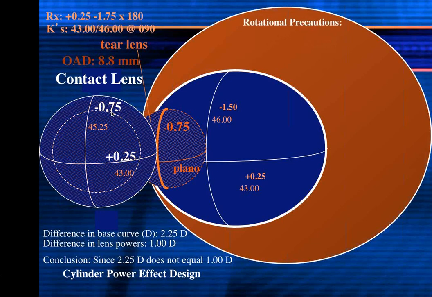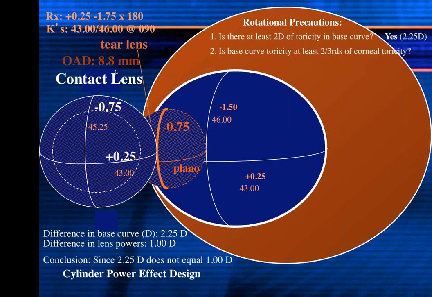And really what that means is basically they're going to have to correct for the residual. So if that lens rotates on the eye, that residual astigmatic correction will rotate with it, and that can result in blur. Is that a problem? Well, is there at least 2 diopters of toricity in the base curve? Yes, there is. Is the base curve toricity at least 2/3 of the corneal toricity? Again, the answer to that is yes. So you're okay to order.